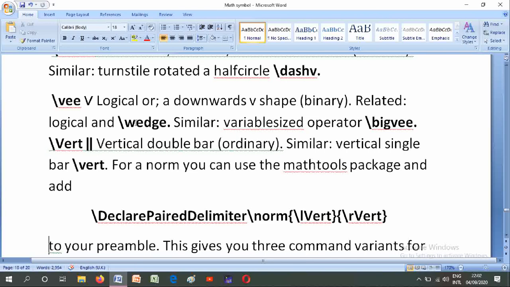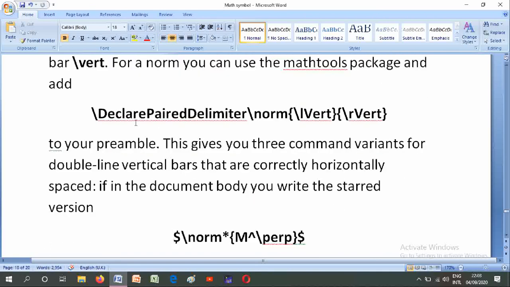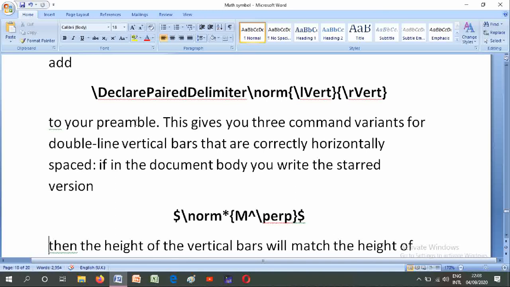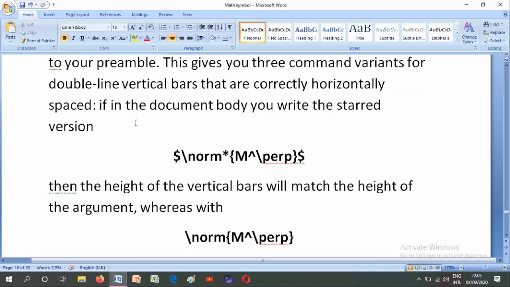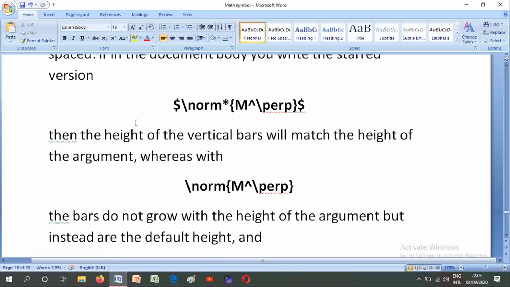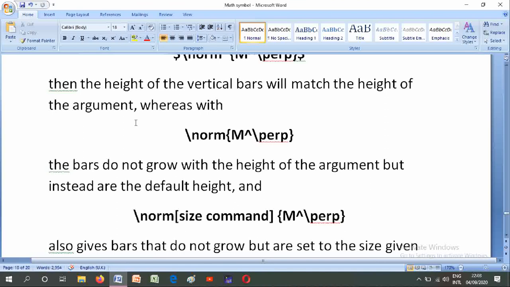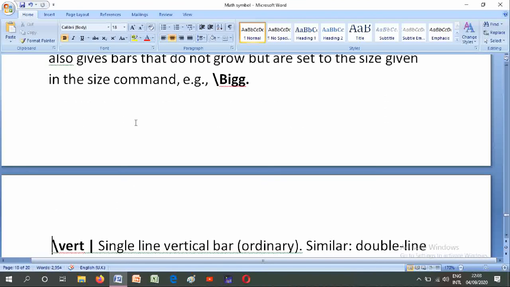You can use the mathtools package and add \DeclarePairedDelimiter\norm with \lVert and \rVert to your preamble. This gives you three command variants for the double line vertical bars that are correctly horizontally spaced. If in the document body you write the standard \norm*{M^\perp}, then the height of the vertical bar will match the height of the argument, whereas with \norm{M^\perp}, the bars do not grow with the height of the argument, but instead are the default height.